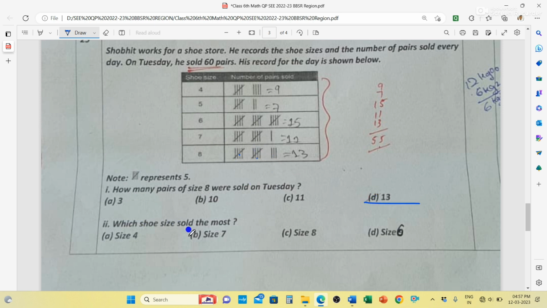Which shoe size sold the most? This one, number 6. 5, 5, 5, 15. Total 15 shoes were sold. Okay, so size 6 shoes sold the most.